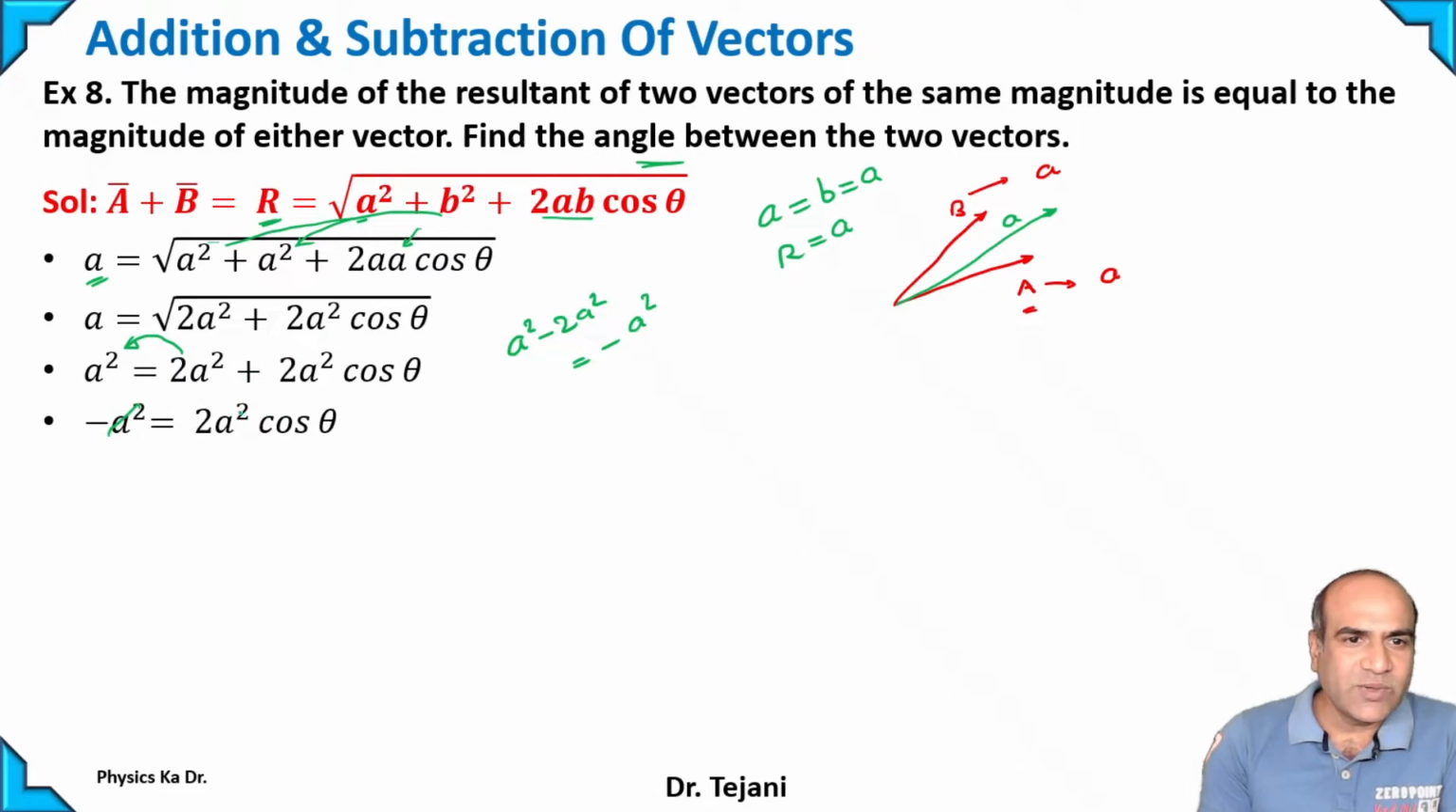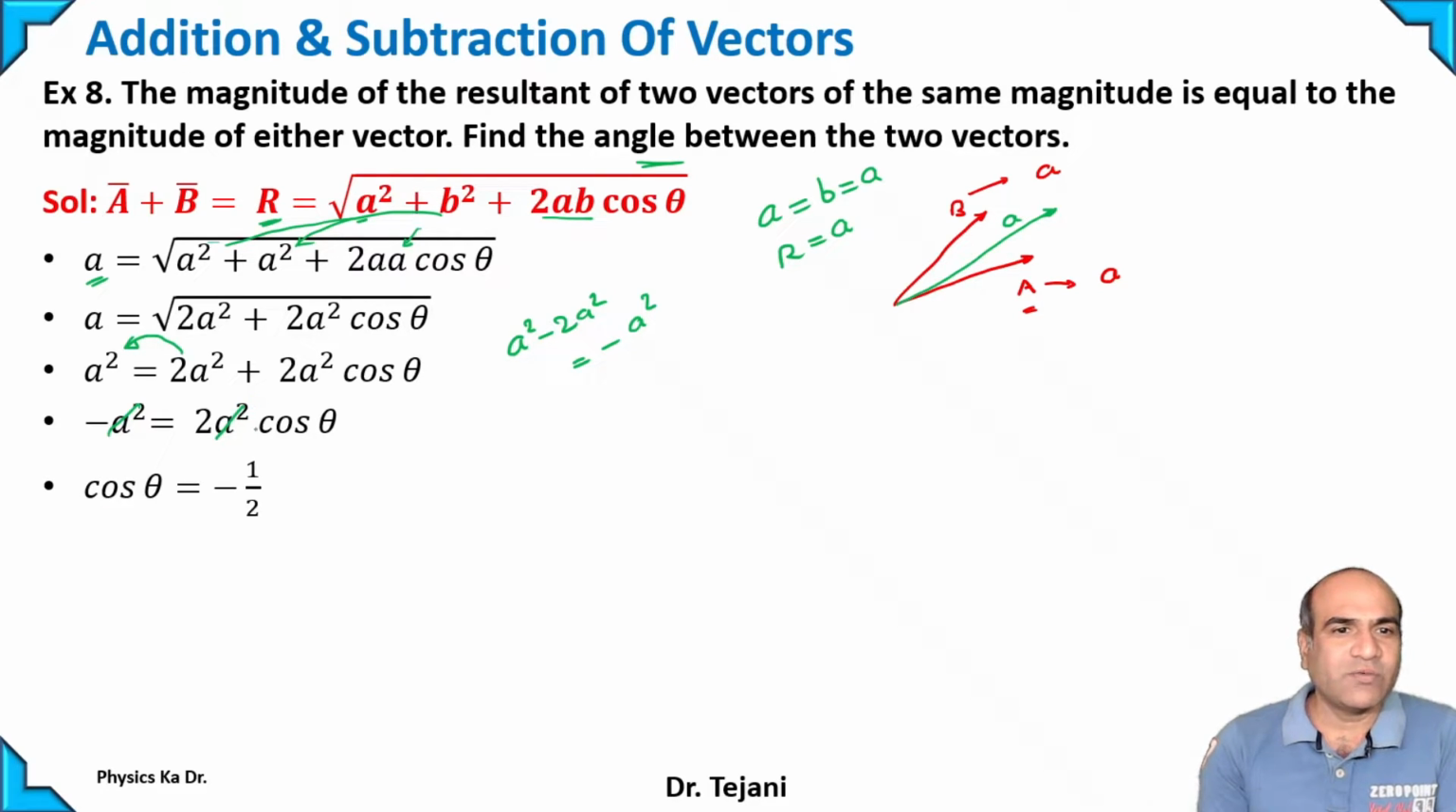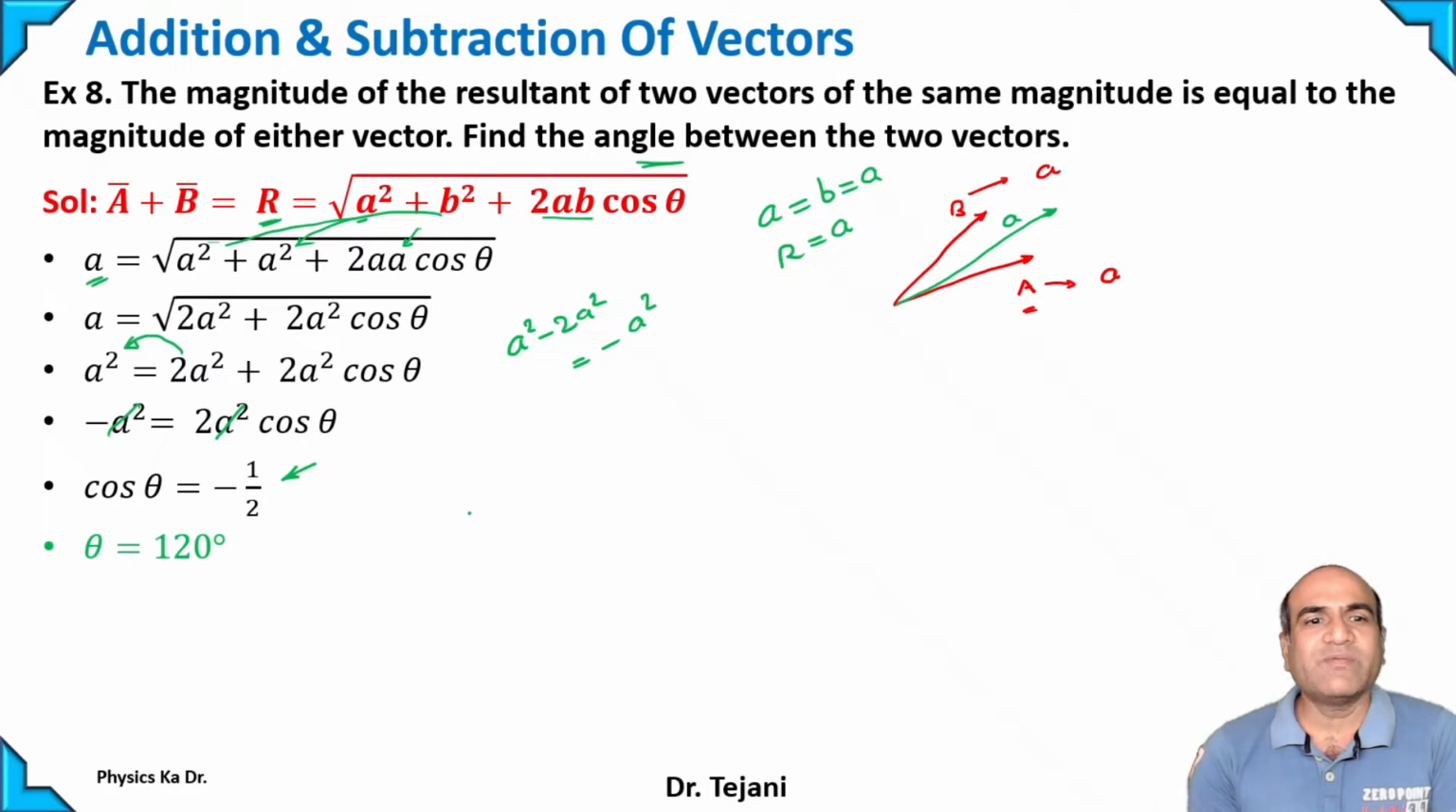Can we cancel this A square? Of course. And therefore cos theta becomes minus 1/2. If it is minus, then which quadrant is required? Tell me. Second, the correct answer, yeah. So theta becomes 120 degrees.